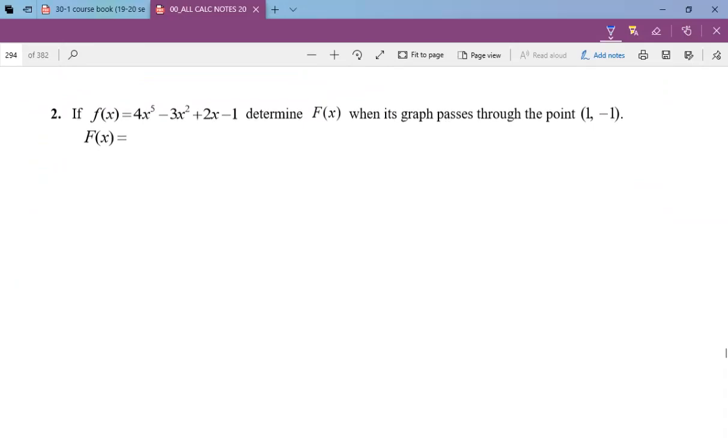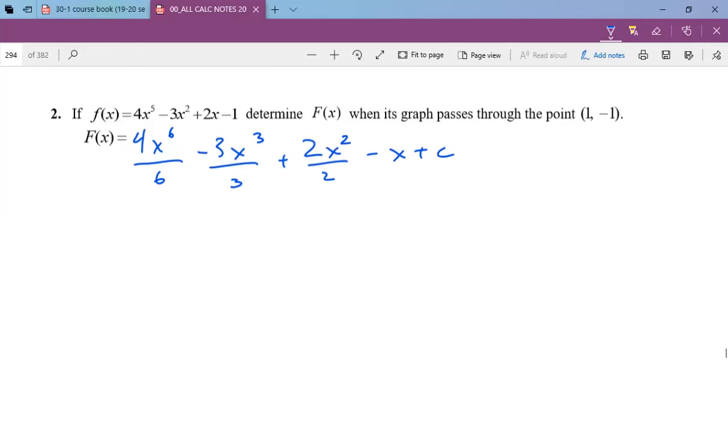And question number 2. It's going to start off kind of similarly. If f of x is this polynomial, determine capital F, and the graph passes through 1, -1. So this behaves very similarly. 4x to the 5, you write your 4, you add 1 to your exponent, and you divide by that. Minus 3x squared becomes x cubed, we divide by that. Plus 2, we add 1 to 1, and so this is now x squared. We divide that out. Minus 1 as a constant becomes minus 1x. And don't forget plus c.